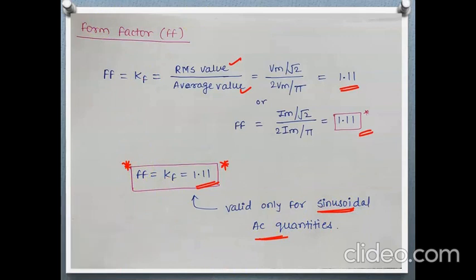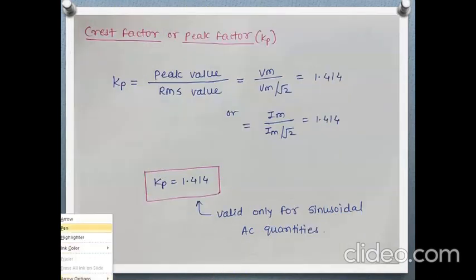Then, what is meant by peak factor? Peak factor is also called the crest factor, which is denoted by capital K suffix P, and it is the ratio of the peak value of the AC quantity to the RMS value of the AC quantity. Suppose we are calculating the peak factor or crest factor for voltage, then it is peak voltage divided by RMS voltage.